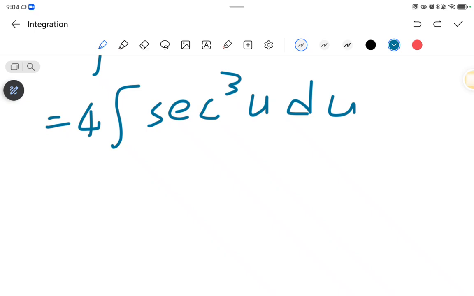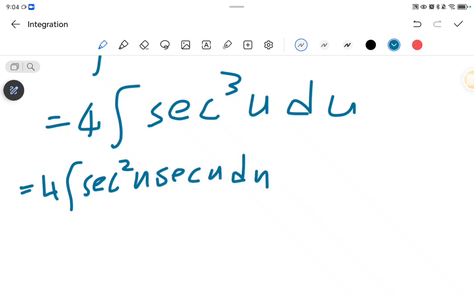We agree? This is the best way which I think that you should apply. All of us should take this way. Sec squared u sec u du. And we know that sec squared u is what? It is tan squared u plus 1.